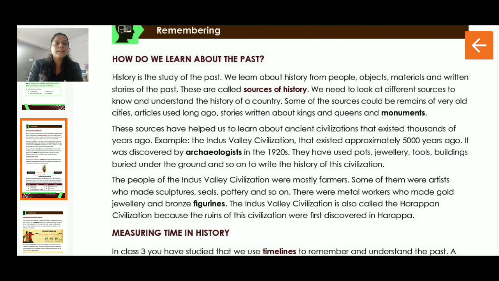We need to look at different sources to know and understand the history of a country. Some of the sources could be remains of very old cities, articles used long ago, stories written about kings and queens, and monuments. तो हर किसी country, हर कोई place, let us start with the place, any place, city, town, village or whole country has a history. हर किसी country की एक पुरानी history तो है, but वो हमें कैसे पता चलता है?